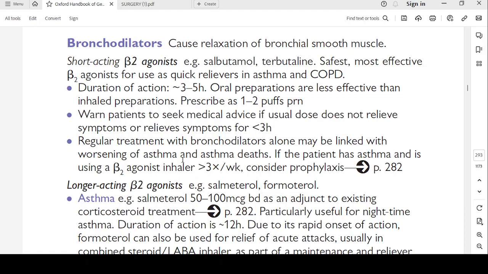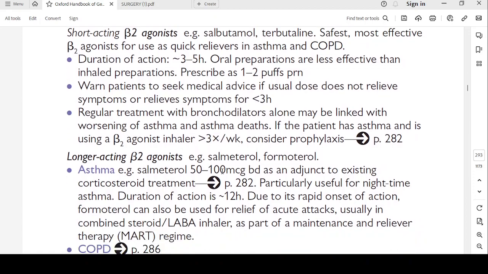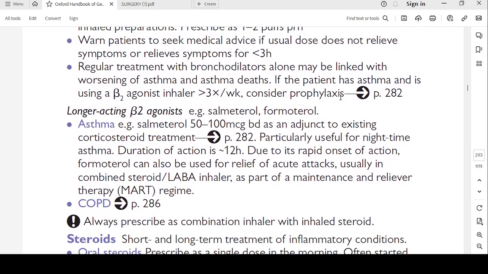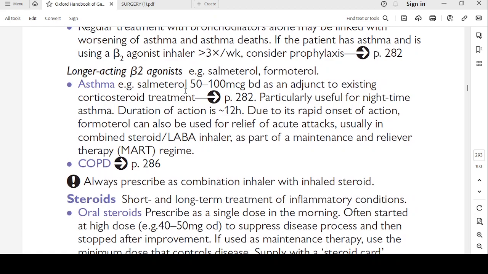If the patient has asthma and is using a beta-2 agonist inhaler more than 3 times a week, consider prophylaxis, that is with MART therapy. Longer-acting beta-2 agonists: salmeterol and formoterol. In asthma, for example, salmeterol 50 to 100 micrograms BD as an adjunct to existing corticosteroid treatment, particularly useful for nighttime asthma. SABA and LABA. This is LABA.